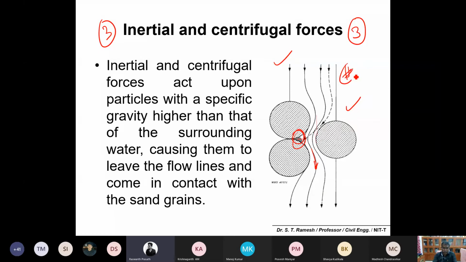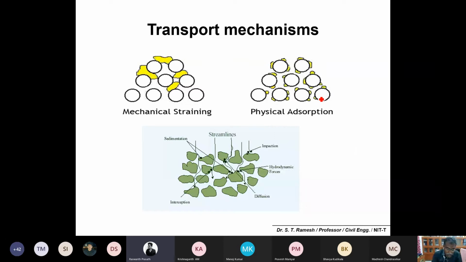Please remember these three concepts. Number 1, microstraining, which I have already mentioned. Number 2 is sedimentation. Number 3 is inertial and centrifugal forces. These three mechanisms will help you remove the microflocks from the water. In microstraining, particles are getting trapped onto the surface of the sand grains, and there could be adsorption, with particles getting soaked onto the surface of the medium. Thereby the pores of these flocks are also getting reduced, which increases your straining action.